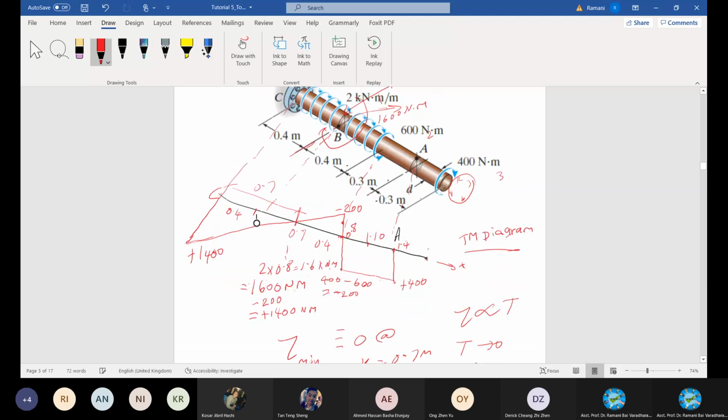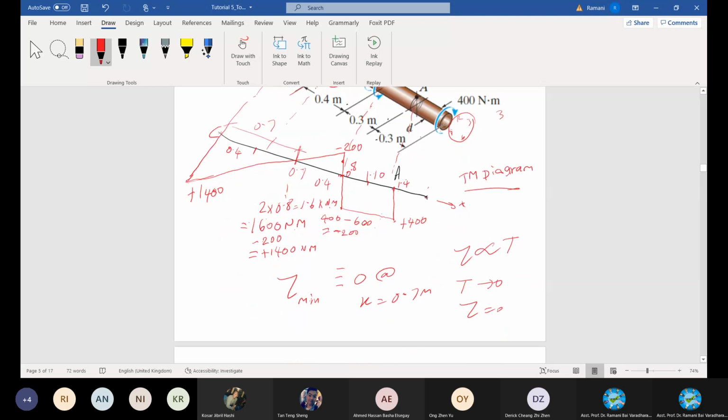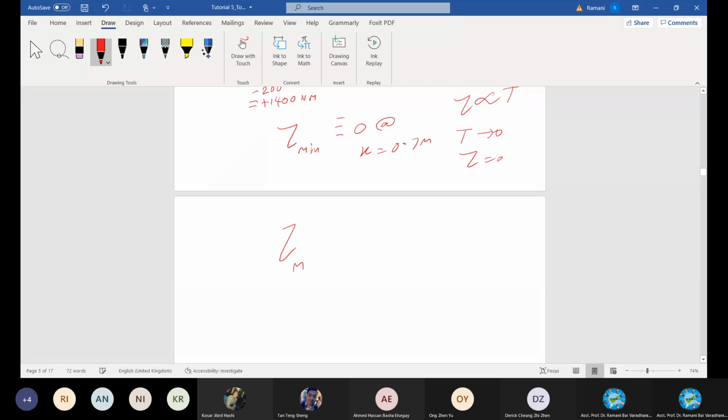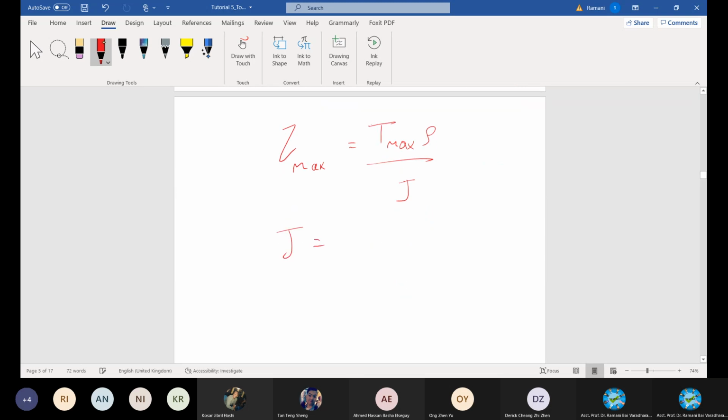0.7, or 0.8, 0.6 also okay, 0.6 to 0.7 or 0.6 to 0.75 also fine, because I didn't draw to scale, you cannot find out. So this is the minimum value. Coming to the maximum value, there is a maximum value, of course, because the torsional moment is maximum. You find out the torsional moment max first, and then substitute with the distance, substitute with the polar moment of inertia, you will get it. What is your polar moment of inertia?